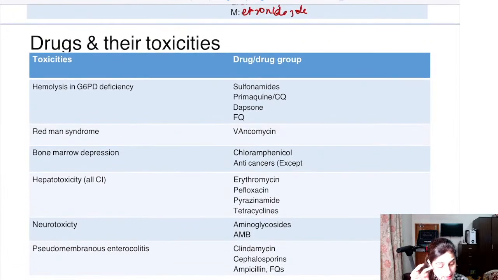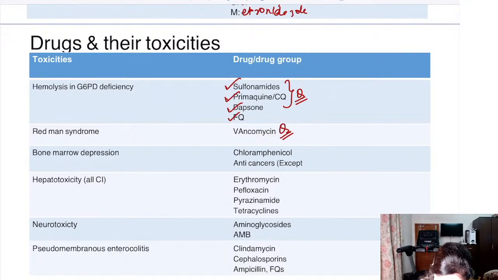Then hemolysis in G6PD deficiency. Remember sulfonamides again, or dapsone is a related drug. Primaquine, chloroquine, more tendency to cause this. Fluoroquinolones, some of them have caused hemolysis in G6PD deficiency. Especially these three are more important. Right? Hemolysis in G6PD deficiency. Red man syndrome we've already done. Vancomycin, lot of times it has been asked.